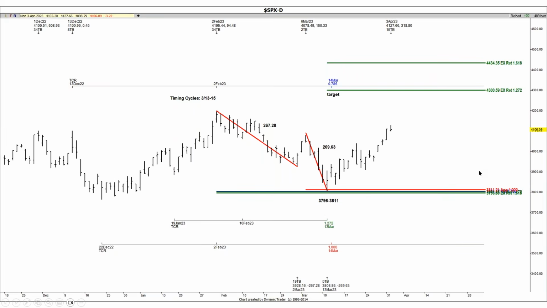All right, this is my last chart. This was S&P cash cycles, March 13th through the 15th, into timing. In this case, I'm just showing you 3 cycles. I like to see the minimum of 3.